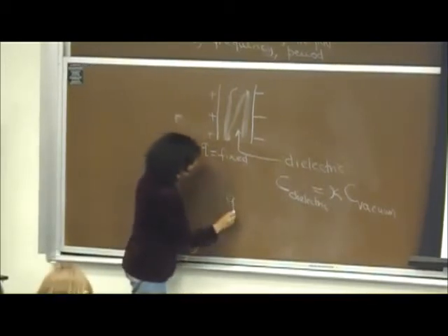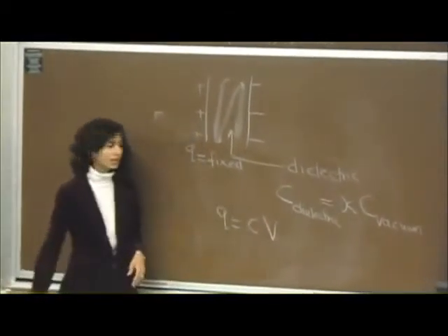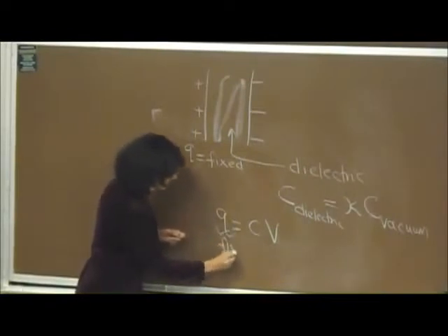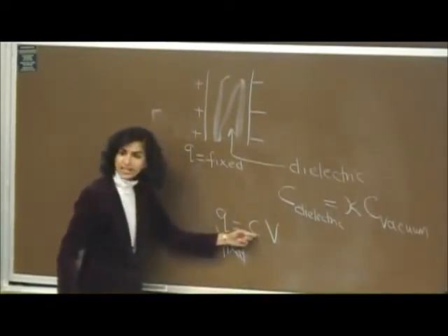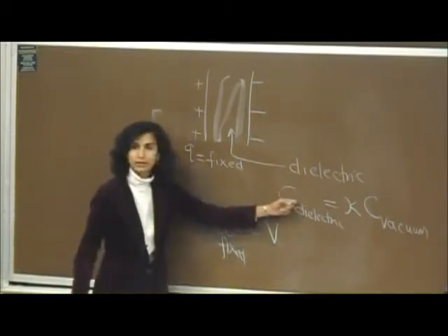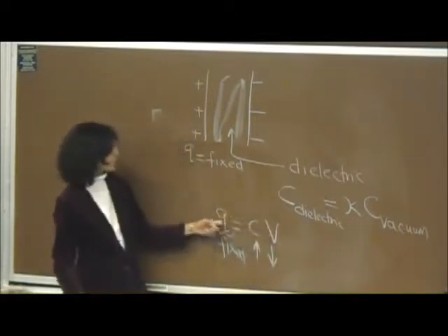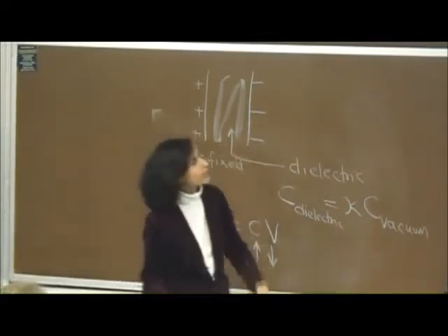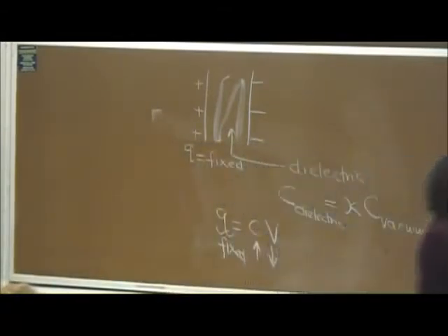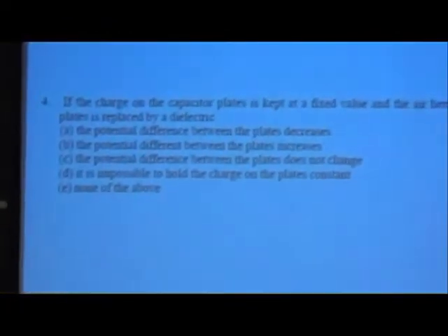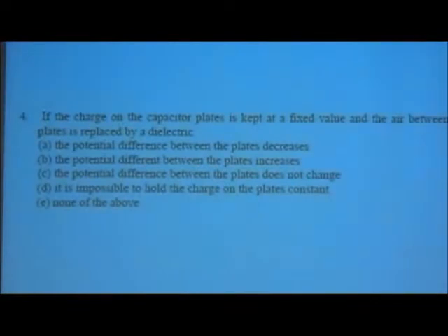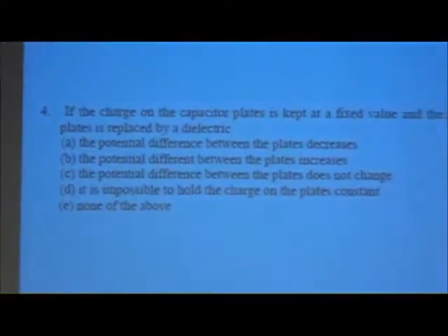All right, so if that's the case, we also know that Q is equal to C times V. If Q is fixed and C increases, what we are saying is that C is going up. What should happen to V? It should go down, such that the product of the two stays constant. So in other words, here the potential difference between the plates decreases. That's the correct answer. Any questions about this, folks? Does that make sense? Okay, let's look at the next one.